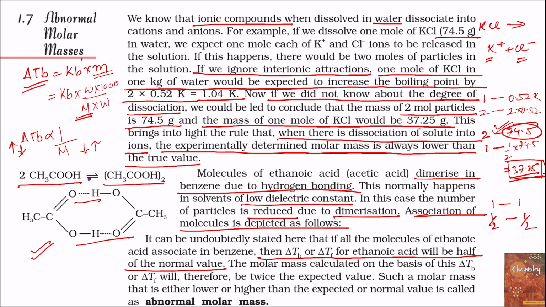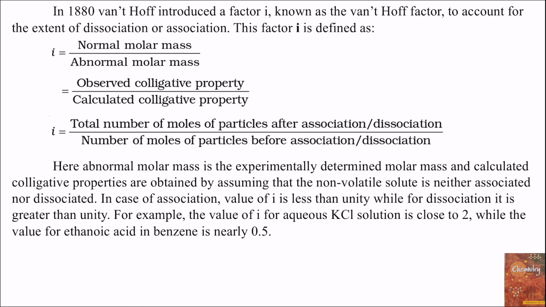Therefore, the molar mass calculated on the basis of delta Tb or delta Tf will be twice the expected value. When delta Tb becomes half, molar mass becomes double. Such a molar mass that is either lower or higher than the expected normal value is called abnormal molar mass. In 1880, Van 't Hoff introduced a factor i, which is known as the Van 't Hoff factor, to account for the extent of dissociation or association.